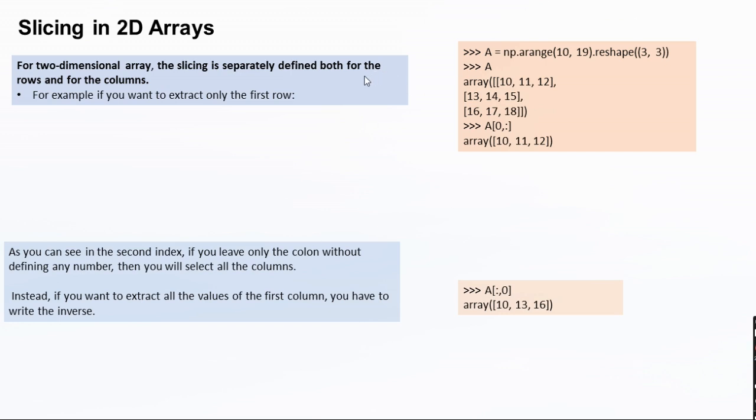Now, suppose we extend this concept to a two-dimensional array. So how do you extract it? Suppose I just want to extract only the first row. Then just give 0, colon. If I want to extract only the first column, then give colon, 0. So what does it mean? If I just want to extract the first row, that is row 0, so don't specify anything for the column.